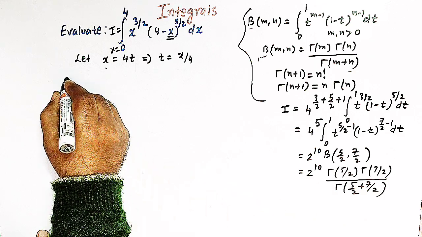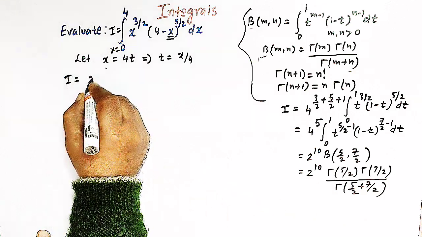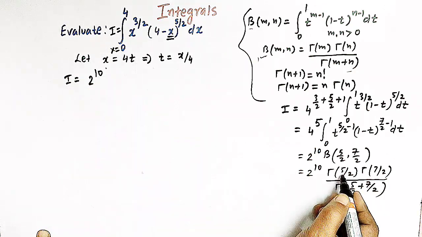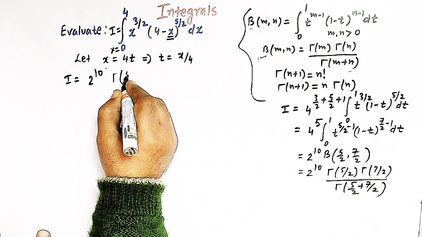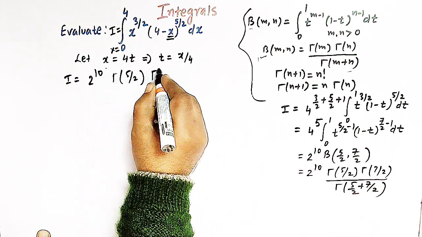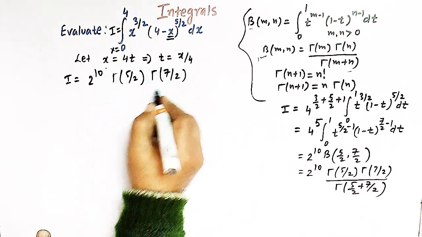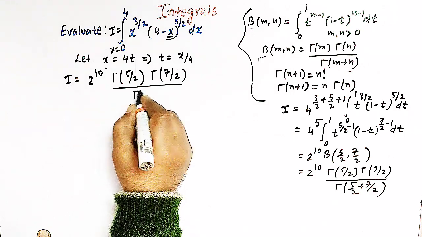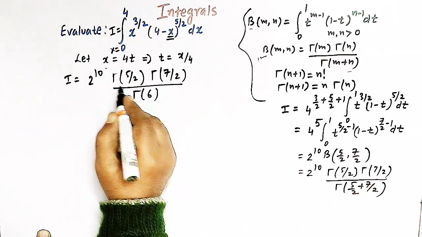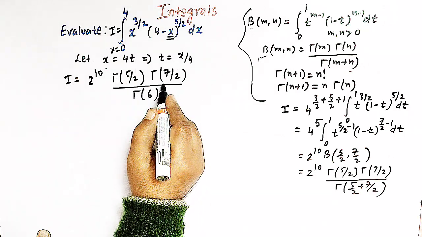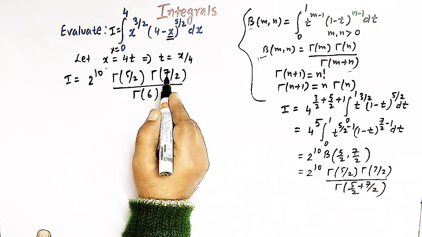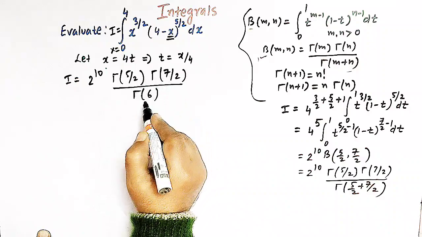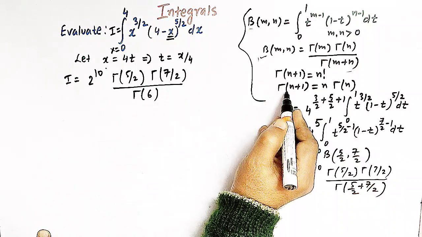So now the integral I can be written as 2 raised to 10. Then we have gamma 5 by 2 and gamma 7 over 2 divided by, this is 7 plus 5, 12, 12 over 2 is 6. So we have gamma 6, right? So now let us find out the values of these three terms using these relations.